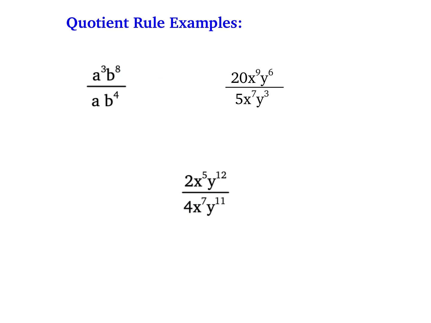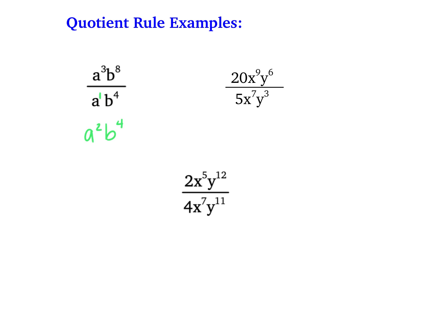Let's look at some more intense examples to close it out. A to the 3rd times b to the 8th divided by a times b to the 4th. This is 1a, so it's taking away 1 from the top, leaving me with a squared. And then the bottom 4 b's are taking away from the 8, leaving me with only 4 left over.